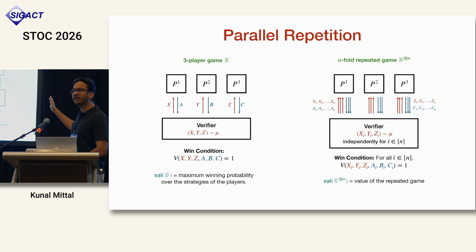And the value of this new game is what we denote by value of G to the n. I'll just note a subtle point: because the game is being played in parallel, all of the outputs of the players, a1 up till an, can depend on all of the inputs they get, x1 up till xn.